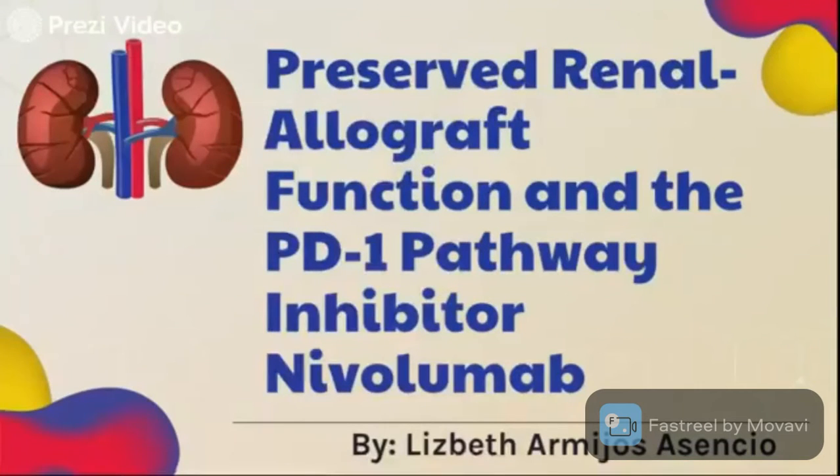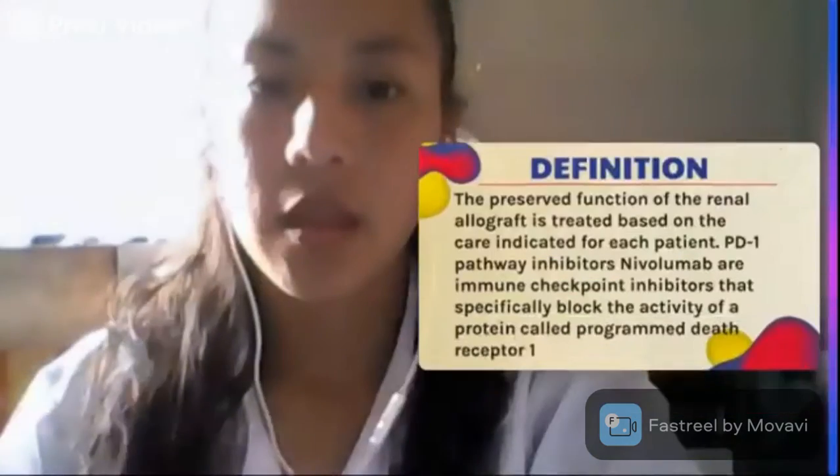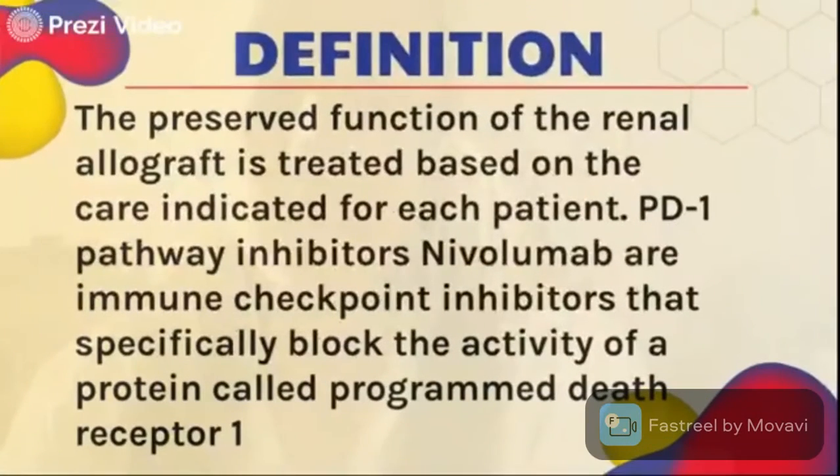I am going to speak about the pressure's renal-allograft function and the PD-1 pathway inhibitor Nivolumab. Now we have the definition. The pressure function of the renal-allograft is treated based on the care indicated for each patient. PD-1 pathway inhibitors like Nivolumab are immune checkpoint inhibitors that especially block the activity of a protein called programmed death receptor number 1.